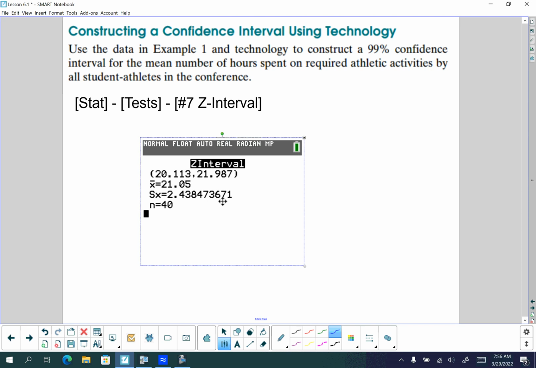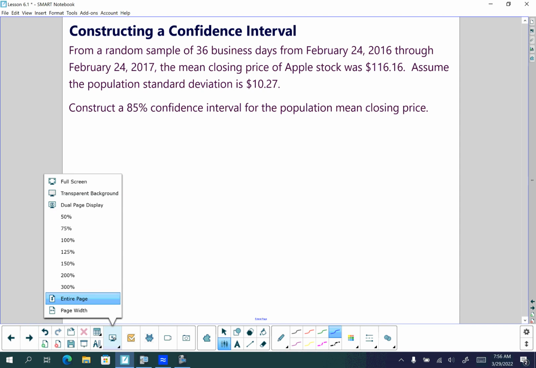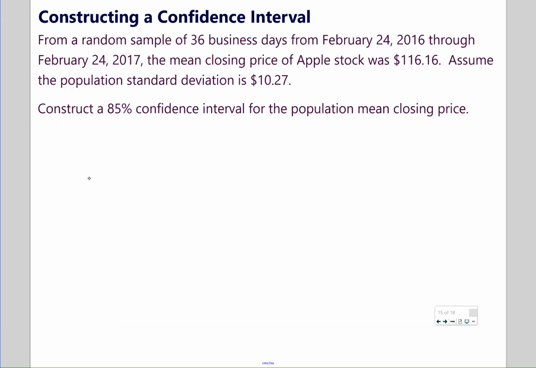Okay? So any questions there using the calculator to find a Z confidence interval? No? Okay. So like I said, you can use this to check things as you're going through your homework. All right, we're going to do another one of these together to practice now, putting it all together, all the pieces.